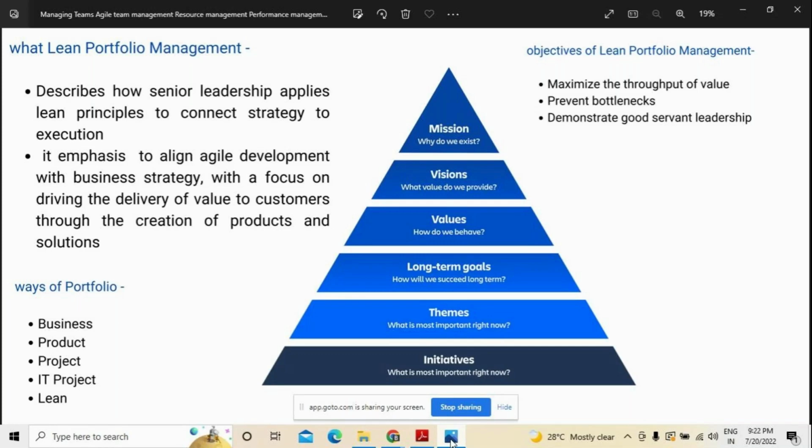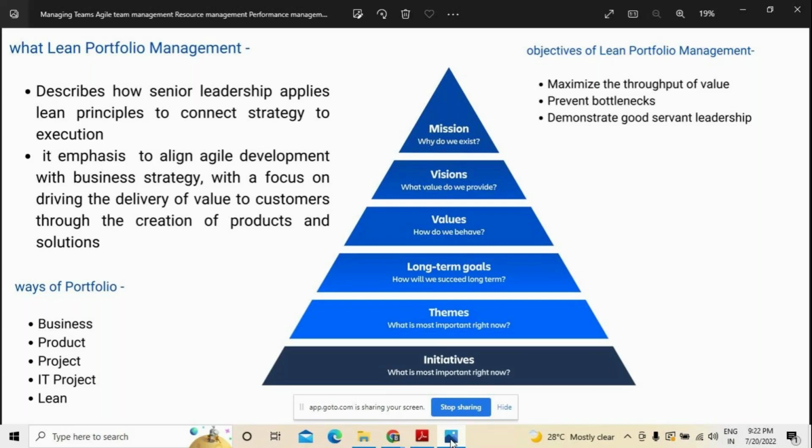At the same time, demonstrating leadership, servant leadership, is also another objective behind lean portfolio management. So implementation of lean portfolio management majorly leads on these 3 points. One is to maximize the value. Second, reduce as well as prevent the bottlenecks of last minute changes. At the same time, demonstrating servant leadership are the objectives under portfolio management.